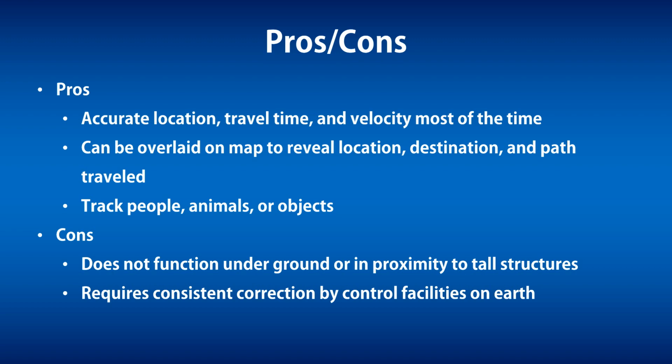Another application is the ability to track people, animals, or objects. By placing a GPS receiver on a target, that target can then be tracked remotely from any location on Earth using a GPS. Some of the cons is that the EM wave does not transmit through any material.